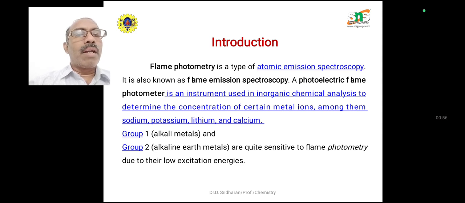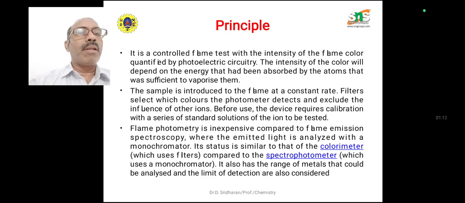That means group 1 alkali metals and group 2 alkaline earth metals are quite sensitive to flame photometry due to their low excitation energies. Principle of flame photometry: it is a controlled flame test, with the intensity of the flame color quantified by photoelectric circuitry. The intensity of the color will depend on the energy absorbed by the atoms, which was sufficient to vaporize them. So we can use it for different metals. It creates different colors, that means a change in intensity. That is a very essential part to determine the various alkali metals and alkaline earth metals.